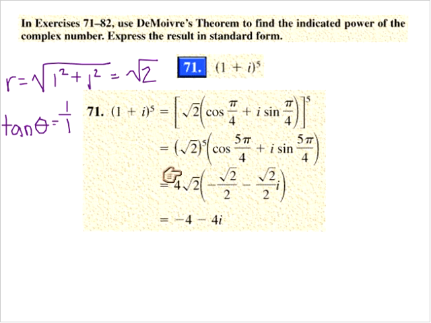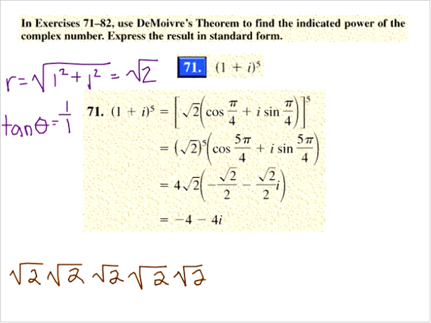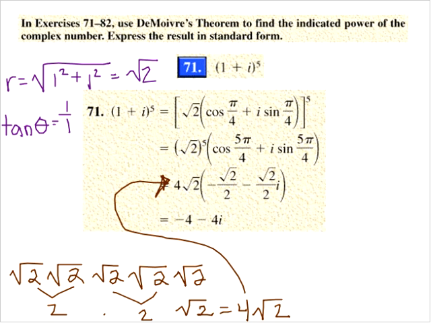So the square root of 2 to the 5th power. You can use your calculator here, or you can probably do this one in your head, kind of. So we're multiplying this together 5 times. Finding a pattern always works too. So 2 times 2 equals 4 square root 2. So that's how we get that. And then we're using our unit circle. What does cosine of 5 pi over 4 equal? What does sine of 5 pi over 4 equal? And we get these values respectively.